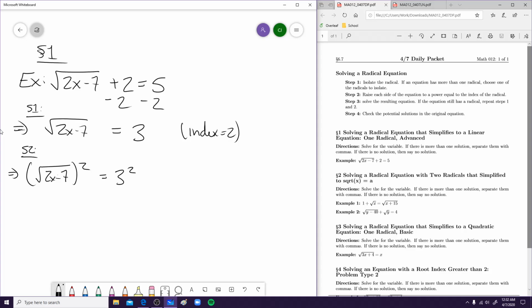If the equation still has a radical, repeat steps 1 and 2. So let's do step 3. We're going to solve this. The square root of 2x minus 7, quantity squared, is just 2x minus 7.